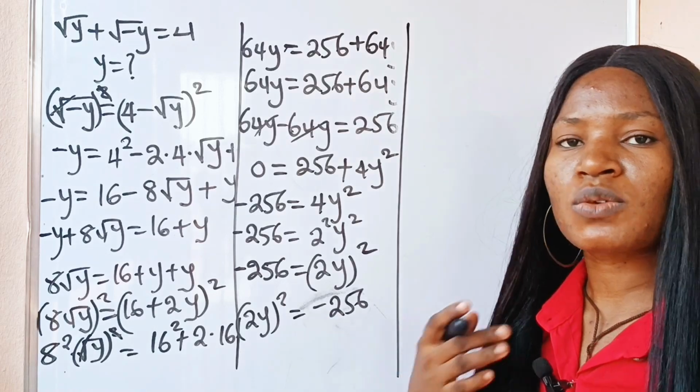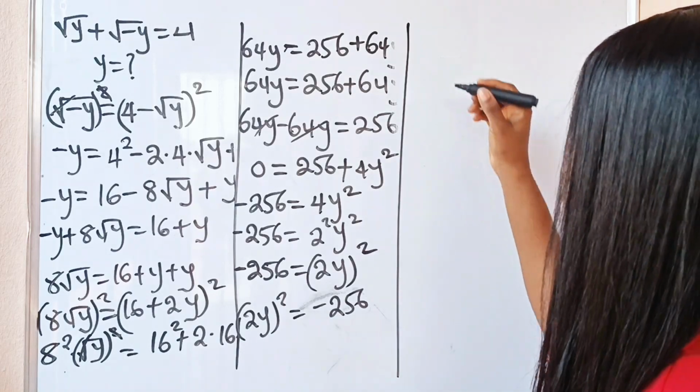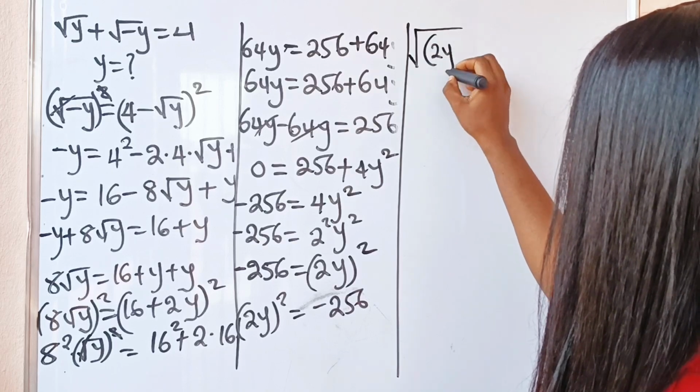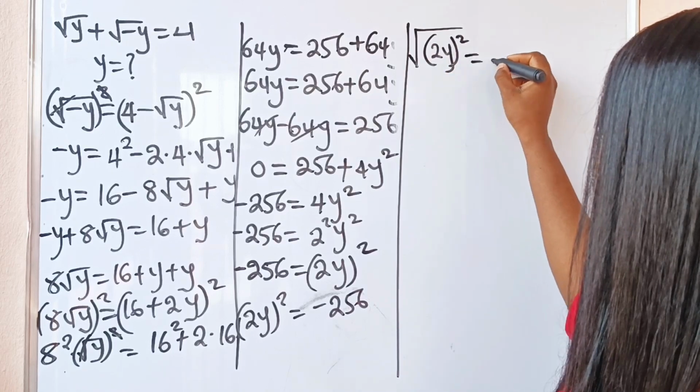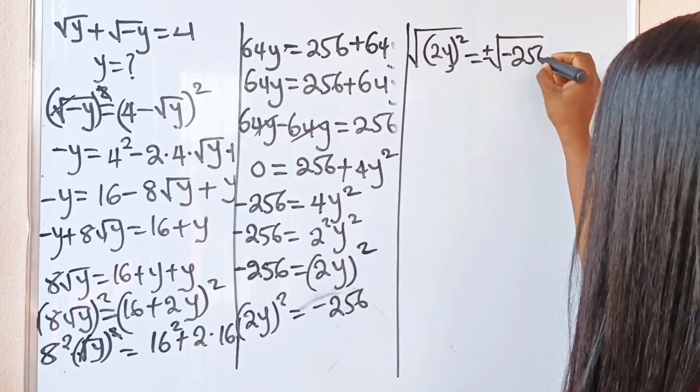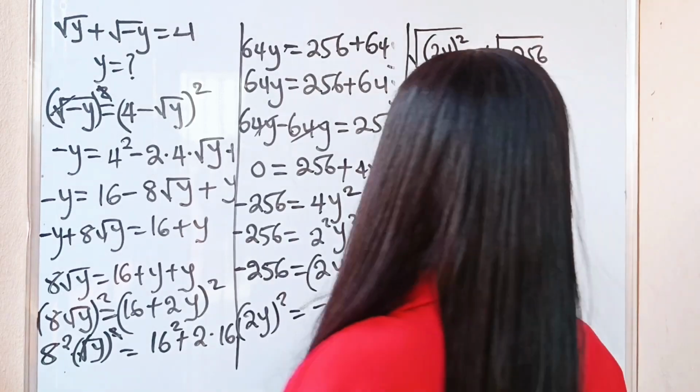Now let us take the square root of both sides. If we take the square root of both sides, we have the square root of 2y squared is equal to the square root of plus or minus 256.